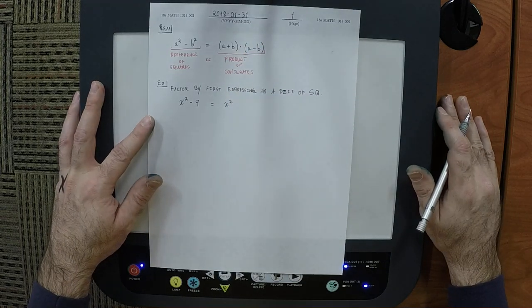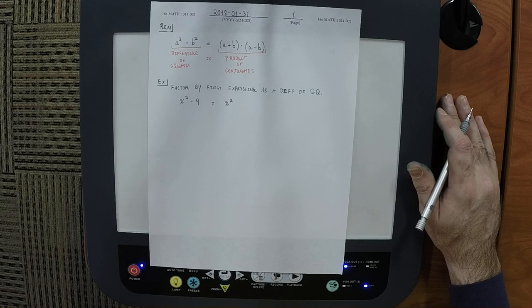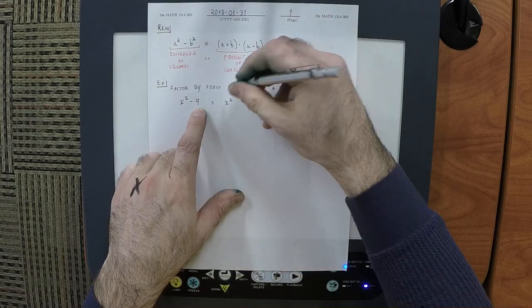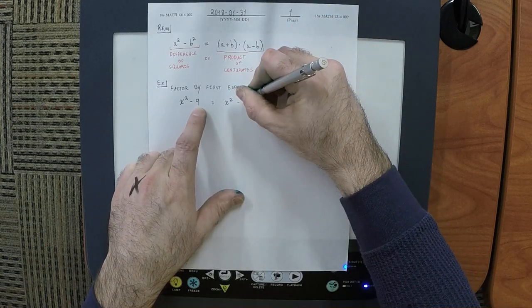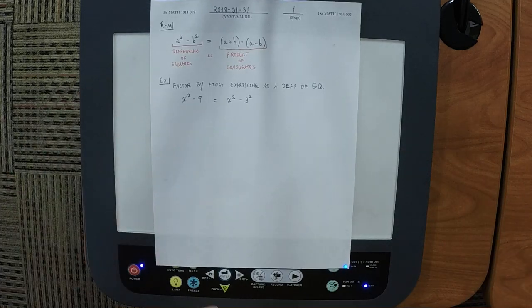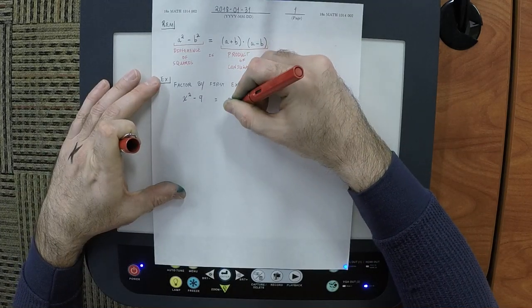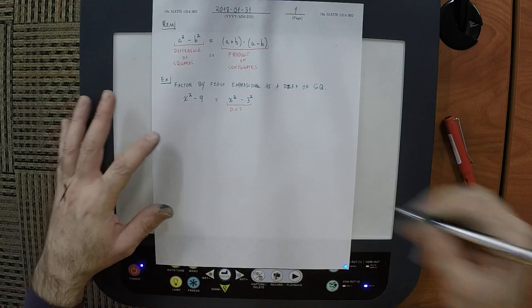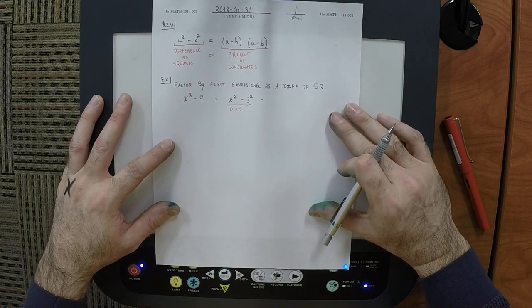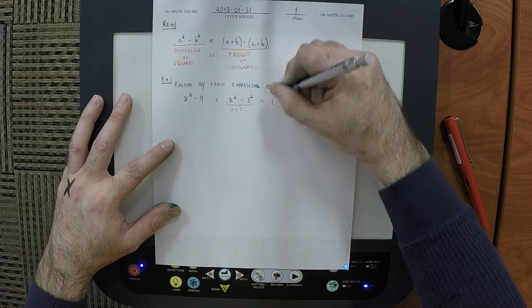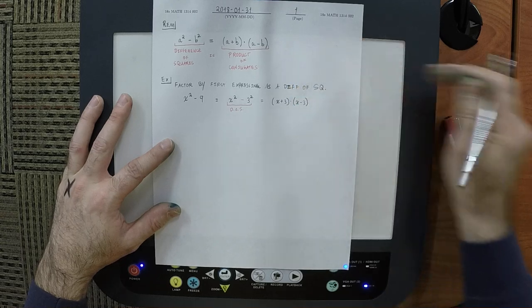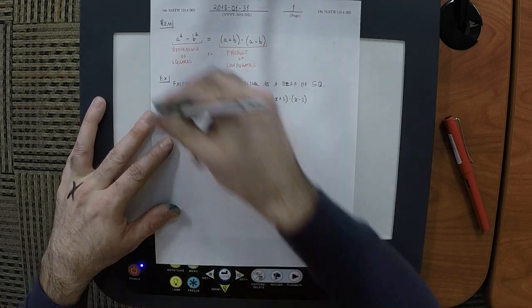Now, is 9 expressed as a square? Notice the difference in language. Here's a different question. Is 9 a square? Yes, it is. But at the present time, is this expressed as a square? It is not. So how can I express it as a square? 3 squared. So x squared minus 3 squared. It's now expressed as a difference of squares, and now that we've done that, we can write down the factorization. So what's the factorization? Very good. x plus 3 multiplied by x minus 3. Okay, good. Next.